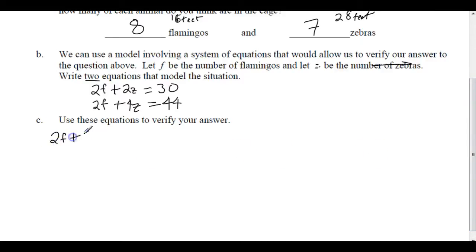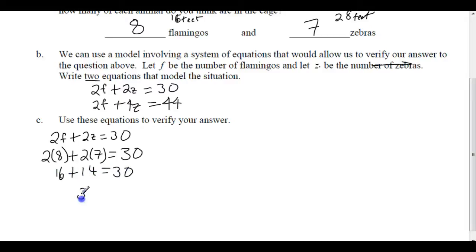So if we start with the equation 2f plus 2z equals 30, we put in 8 for flamingos and 7 for zebras, we get 30. Now this is an assumption, right? 16 plus 14 equals 30. 30 equals 30. So this sentence is true. If we had the wrong number of things, we wouldn't get 30. Actually, 10 flamingos and 5 zebras would work. Any number that adds up to 15 would in fact work. But if we had 20 zebras or something, this would not be a true sentence.